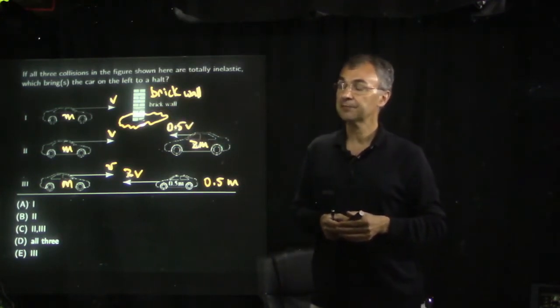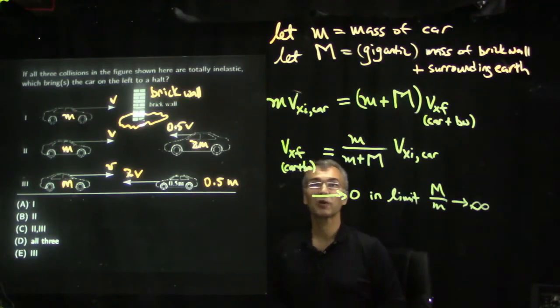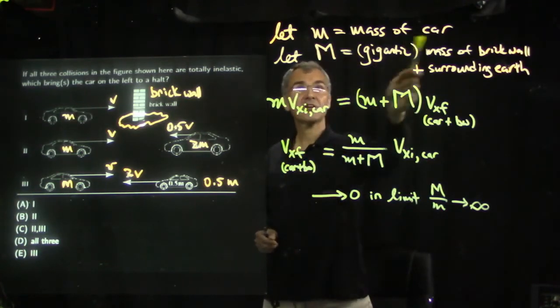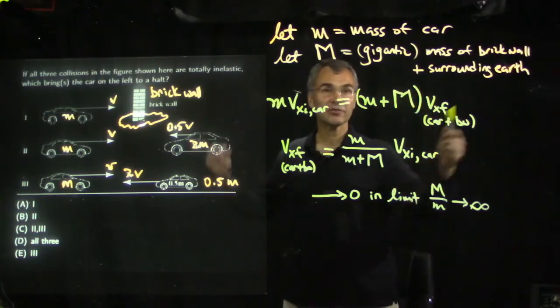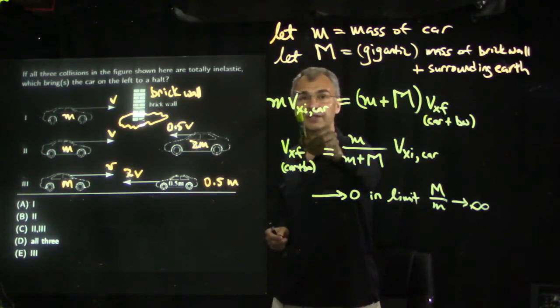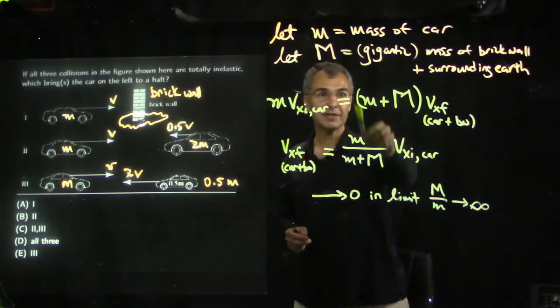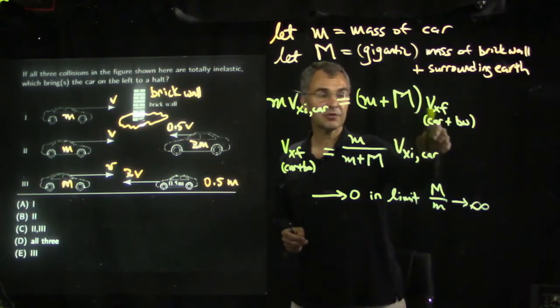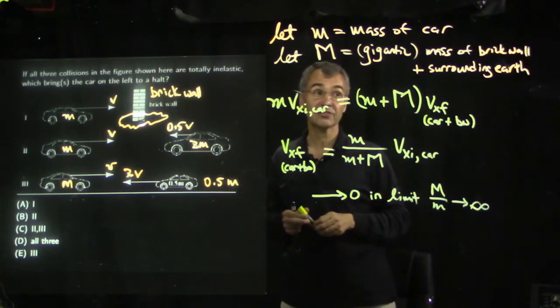Okay. But another way you could say it, I guess, is a more mathematical way to look at the same thing. So we can say, let little m be the mass of the car, and let big M be some gigantic mass of the brick wall, and maybe even including the mass of some big surrounding chunk of earth. So the initial momentum is just the mass of the car times the Vx initial of the car, because the brick wall is not moving in the initial state. The final momentum is the sum of the two masses times this final velocity of the car plus the brick wall and surrounding earth, because we're told that it's a totally inelastic collision.